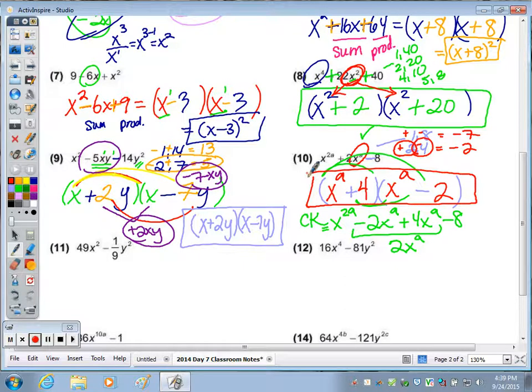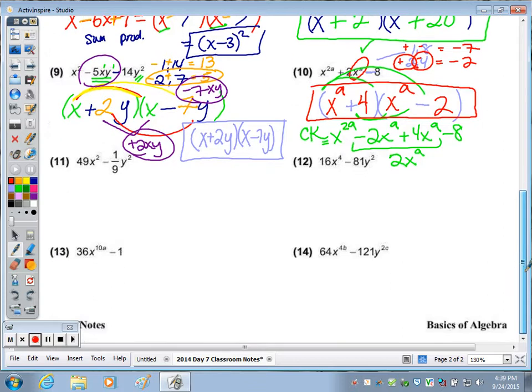Number 11. Again, there is no GCF, so it's going to factor into two binomials. This does not have three terms, though. So it's not a special case. It's not a trinomial. Is it the difference of two perfect squares? Well, 49 is a perfect square. X squared is a perfect square. It is an even exponent. Y squared is a perfect square.